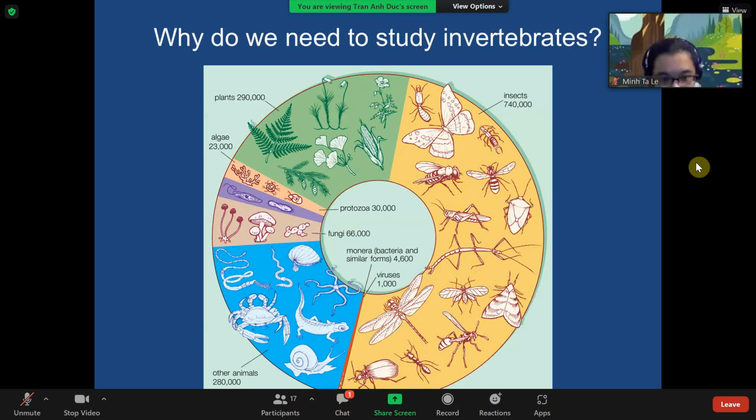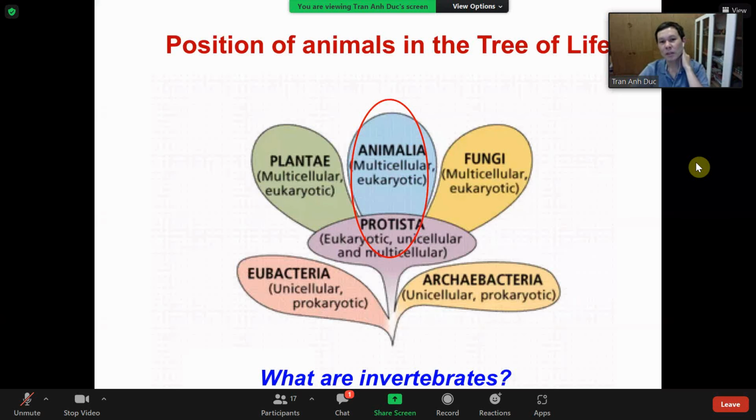So one reason is that we can see the majority of the diversity on Earth. The majority of species on Earth belong to invertebrates. You can see that about half belong to insects. Insects are invertebrates, right? Then we have the majority in the blue section here, like starfish, worms, mollusks, crabs, snails. All these invertebrates. So you can see the invertebrates take up about 2/3 of the number of species on Earth. They are the majority, so you cannot ignore this majority. That's one reason.